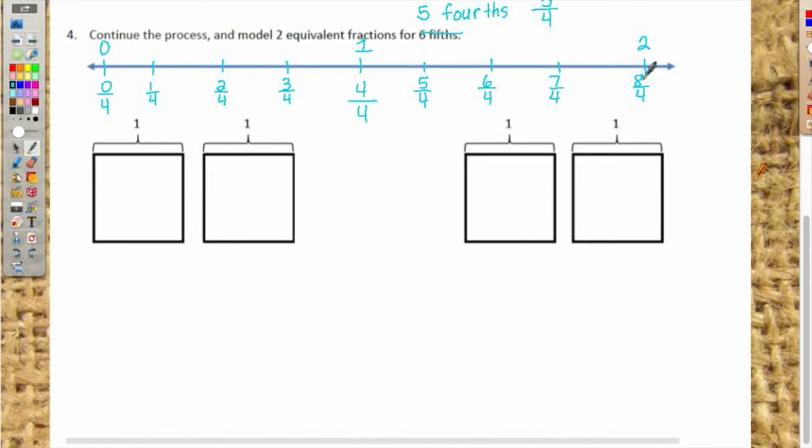Okay, now what am I going to model? 5/4. So instead of drawing an arrow because I have words up there, I'm just going to circle 5/4, okay? Now each rectangle is actually 1 whole. So each whole has to be divided into 4 equal sections. So let's just work with these 2 rectangles first.